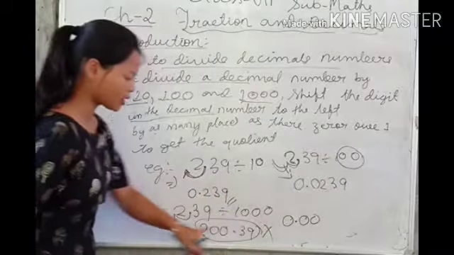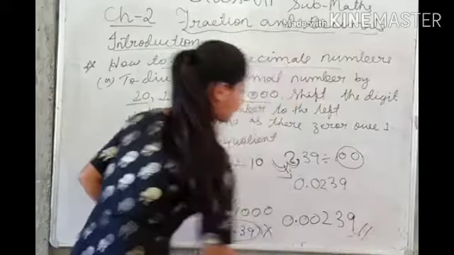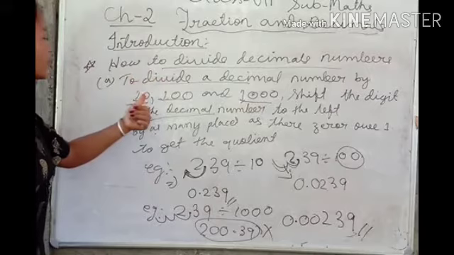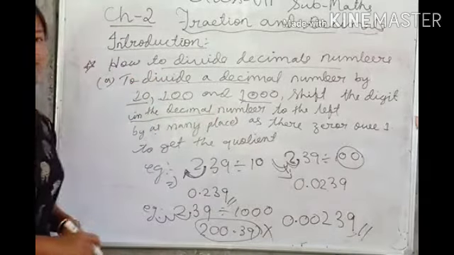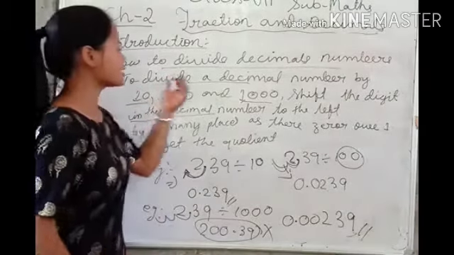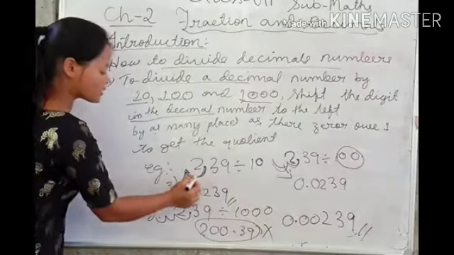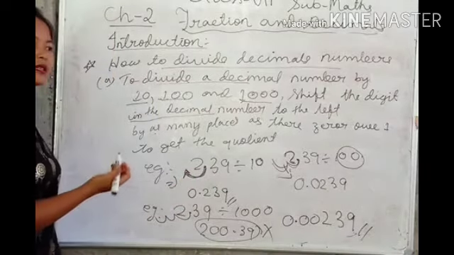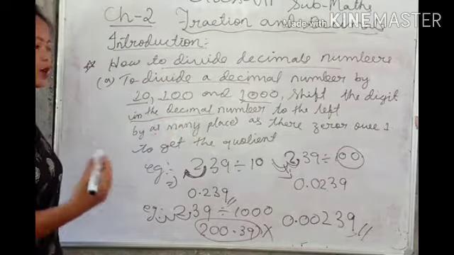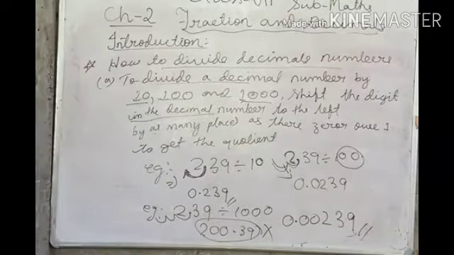So how many 0s do we have to add? 2 0s, then 2, then 3 9s. This is your answer. Now what is the difference between when you multiply a decimal with 10, 100 and 1000? Then the decimal point will shift to the right-hand side, isn't it? But when you divide a decimal with 10, 100 and 1000, then the decimal point will shift to the left-hand side. So if it is divide, then the decimal will go to where? It will go left. And if it is multiply, then the decimal will go to the right-hand side. Right side of the digit.